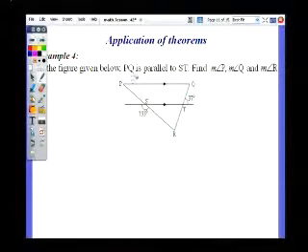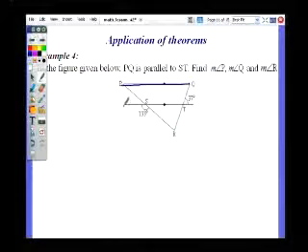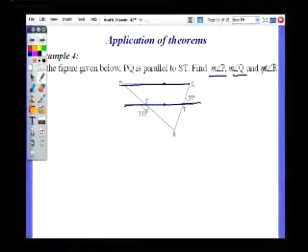Yes, in the given figure below, PQ is parallel to ST. This is PQ, this is ST. They are parallel. Again, parallel हैं. Find measure angle P, measure angle Q and measure angle R. अच्छा, they are parallel. This can be the transversal. This is your angle Q.